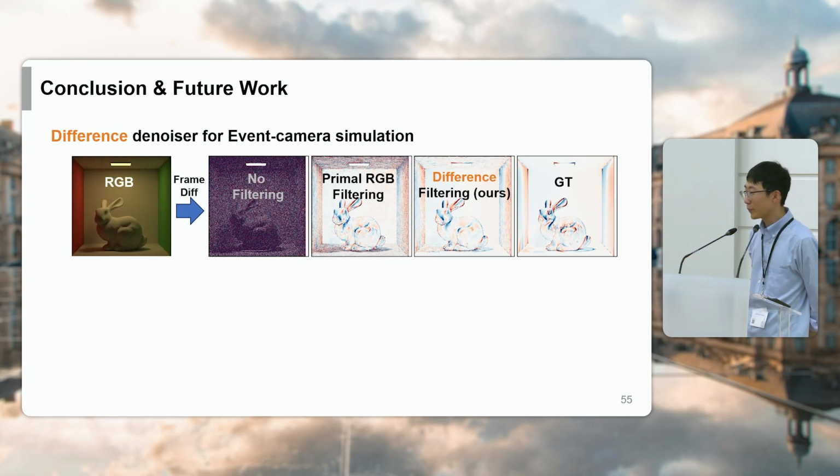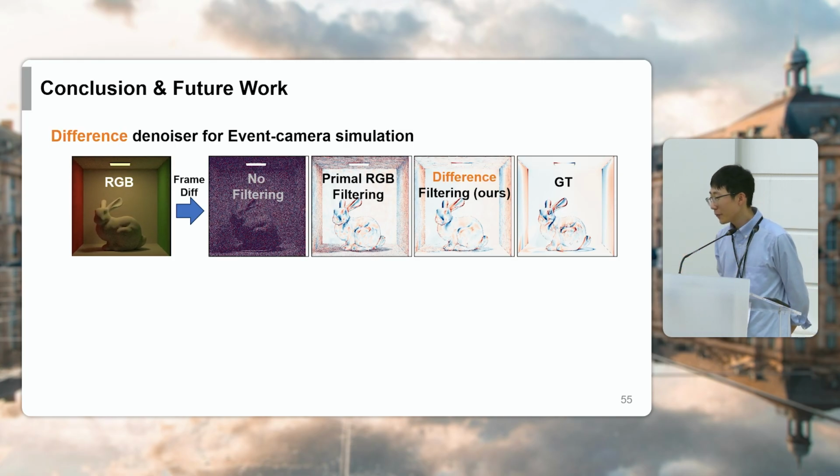In this paper, we propose a difference-aware denoiser, which is especially useful for efficient event camera simulation under a low SPP budget, with the help of correlated sampling and difference-aware filtering.